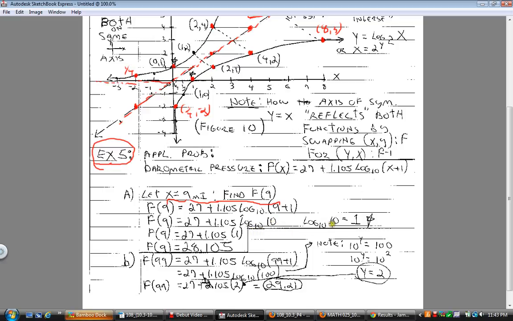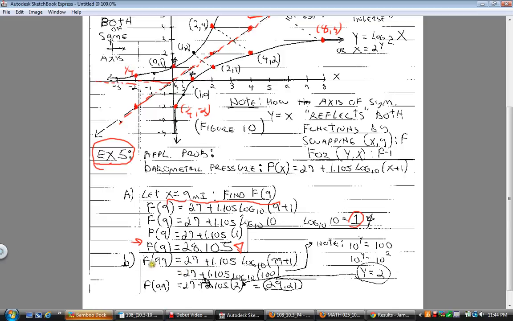That was a special property: when you have the same base and the same result, you replace it with 1, and that's what I did right here. Now that you've done that, it's an exercise of multiplying 1.105 times 1, adding it to 27, and you get your answer of 28.105. So these problems are fairly straightforward. They're taking advantage of some properties here.